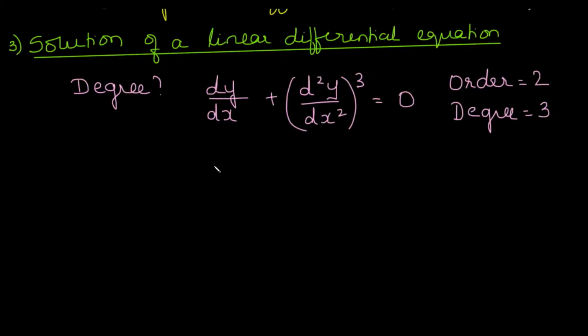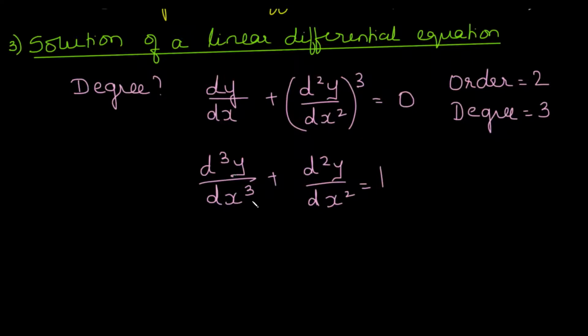Similarly, if I give you one more example, suppose we have an equation like this. In this differential equation, you see that the highest order derivative is the third order derivative, that is d3y by dx cube. Therefore, we say that the order is 3, but the power of the highest order derivative is 1. It is raised to the power 1, and therefore the degree is 1.